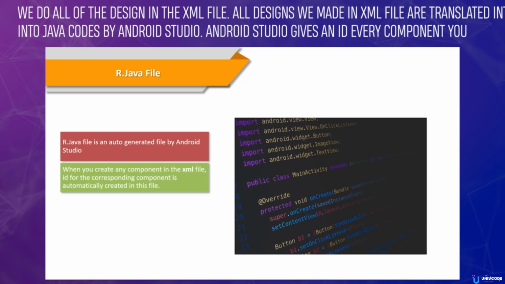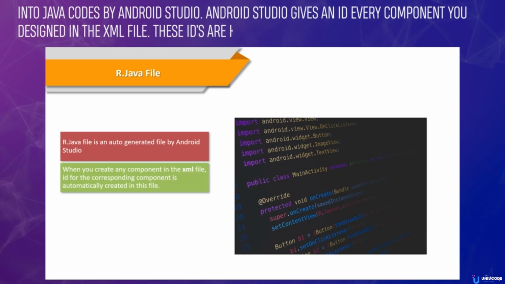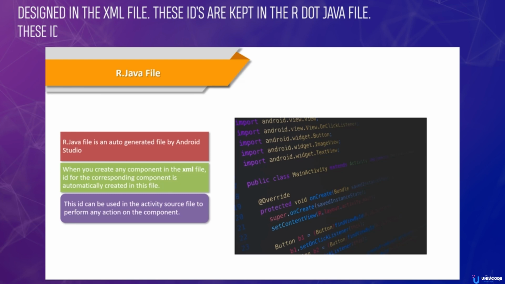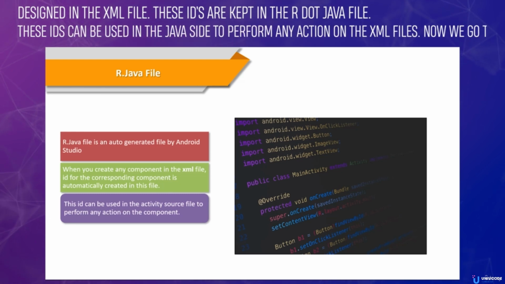That way we don't have to write things twice, right? So Android Studio gives an ID to every component that you've designed in the XML file. And then these IDs are kept in the R.java file. These IDs can be used on the Java side to perform any action on your XML files.